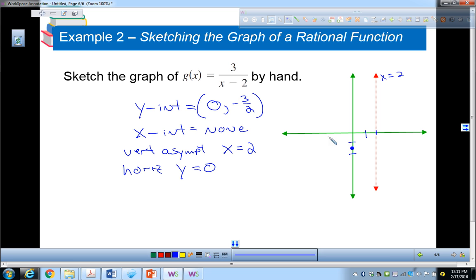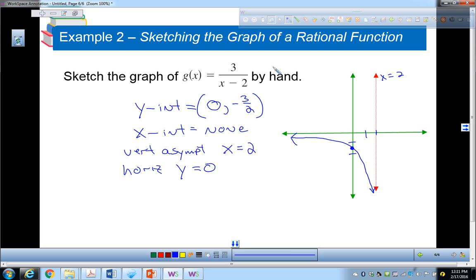And I know that the x-axis is an asymptote. So if this line is an asymptote, it goes through this point, and this line is also an asymptote, I know at least on this side that my function has to be looking like this. Yes? Yeah? You guys get that? What do you think it looks like on the other side of the asymptote?